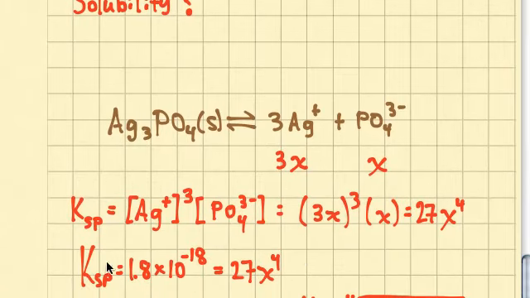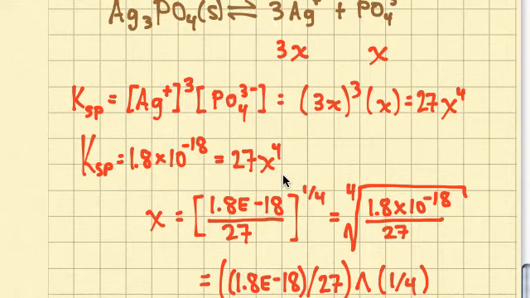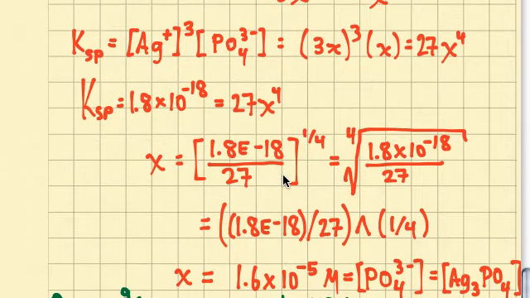So this number, the Ksp, was given to me. The silver ion amount is 3 times the phosphate ion amount, but I'm also remembering to cube that. So 3 times 3 times 3 is 27. X cubed times x is x to the 4th. Do your fun algebra, take the 4th root to get rid of x to the 4th, and I found x to be a small number, but still measurable: 0.000016 moles per liter of phosphate ion, which is also the silver phosphate concentration.